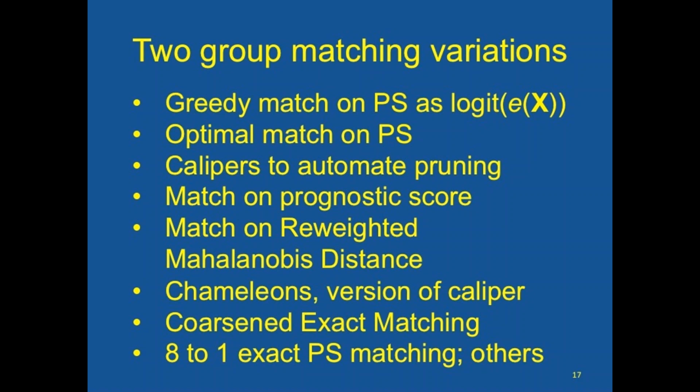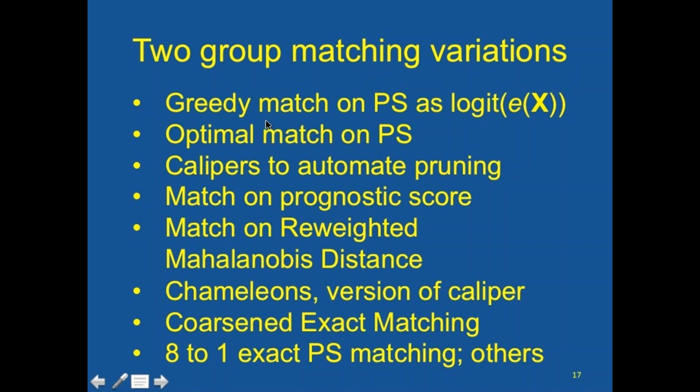So let's remember our two-group matching variations. We have the greedy matching, where you can greedy match on the propensity score. You keep the propensity score often on the log odds scale in order to get better differentiation in the tails. You take the first exposed person, get the best match you can for them, pull those two people out, take the next exposed person, get the best match you can for that person, and pull them out.